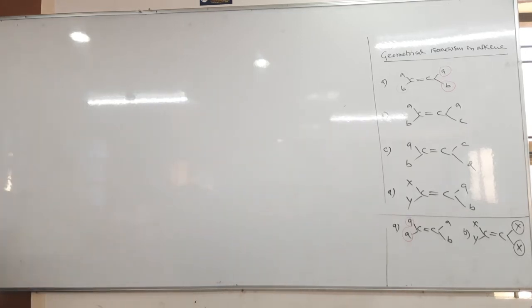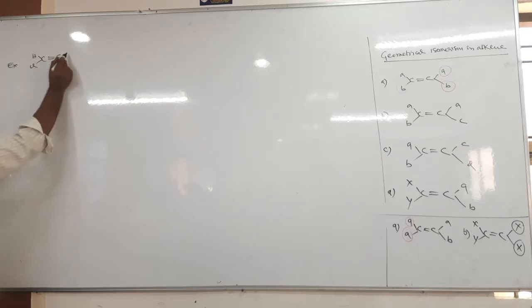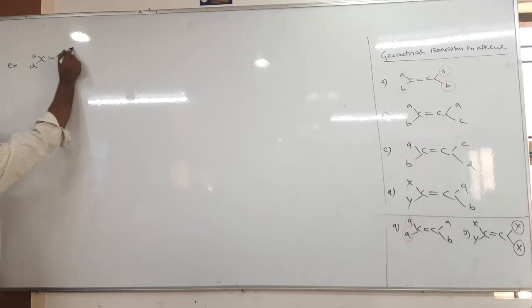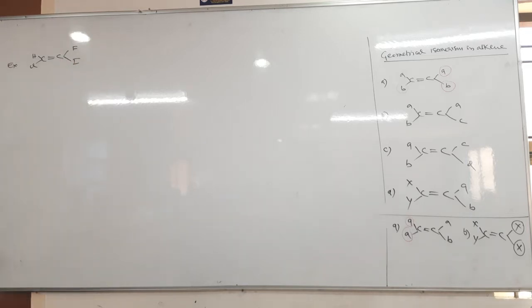Okay. Next, one more example. Tell me this. Carbon-carbon double bond. There is a hydrogen, chlorine. Here is a fluorine, and it is an iodine. Tell me, can it exhibit geometrical isomerism or not? Then cis or trans are?